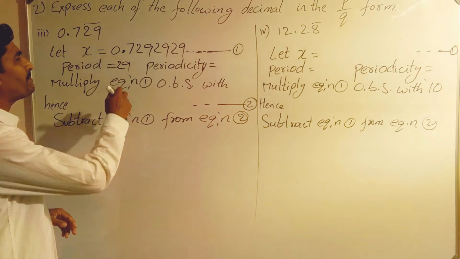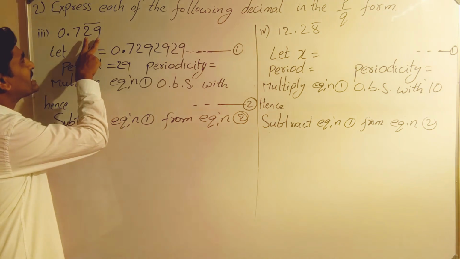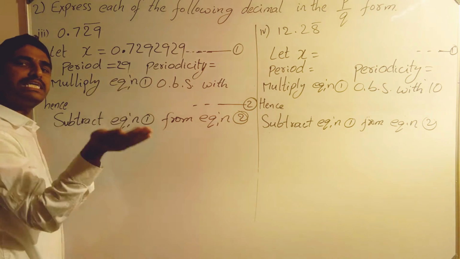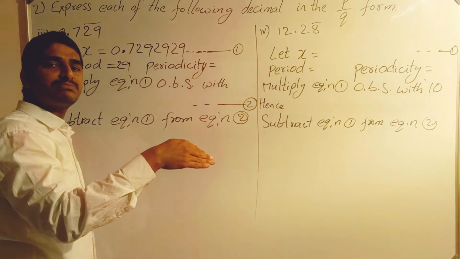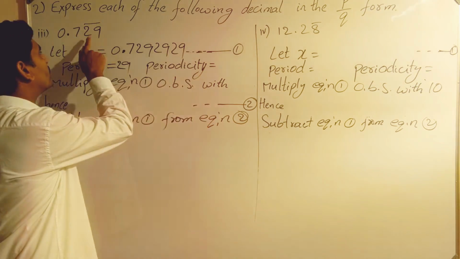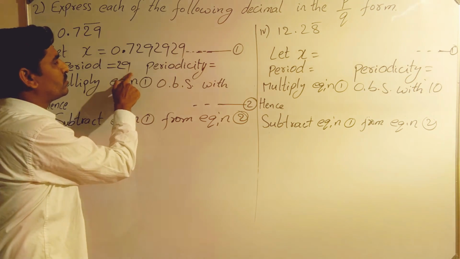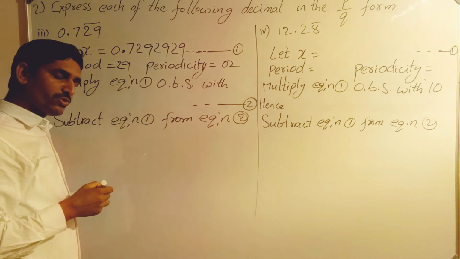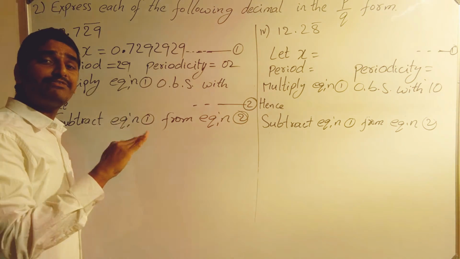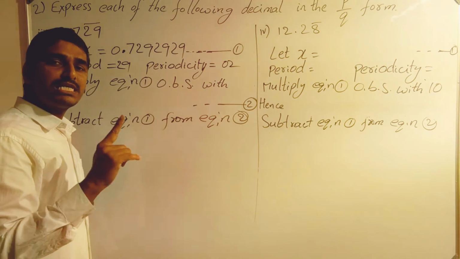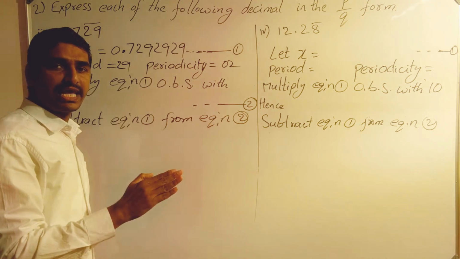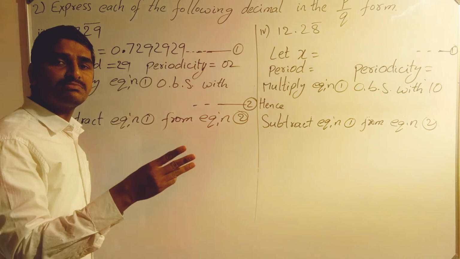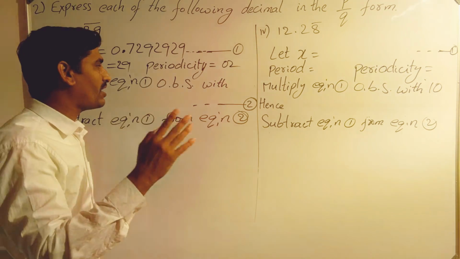Now in this, what is the period? Which part is repeating? That is the period. 29 is the period. How many decimals are repeating? 2 decimals. Whenever 2 decimals are repeating, multiply with 100. If 1 decimal is repeating, multiply with 10. If 3 decimals are repeating, multiply with 1000.